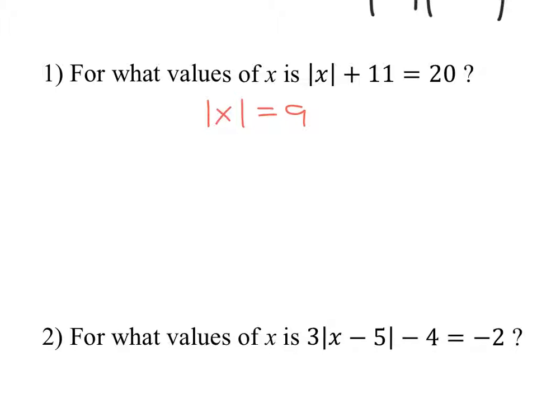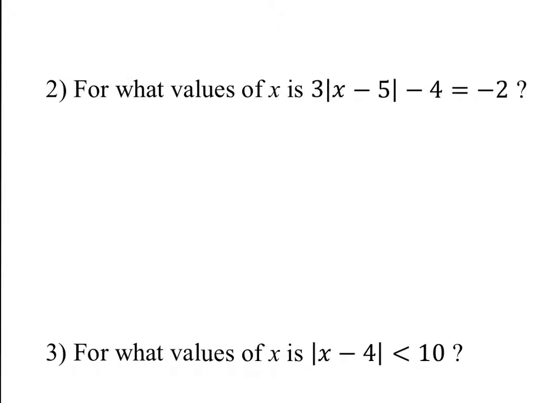Once that's by itself, you're going to separate this into two separate equations. One where you simply remove the absolute value, everything else stays the same. The other equation, you remove the absolute value, and the other side of the equation changes sign. So the values of x that would make this equation true is going to be a positive 9 and a negative 9.